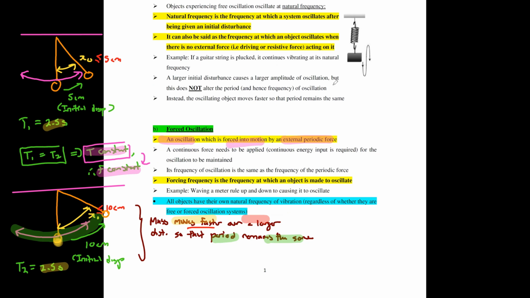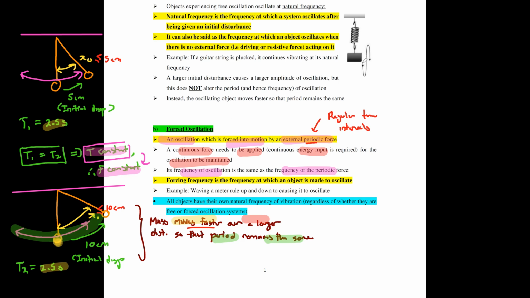So just now I mentioned the definition of periodic. This is at regular time intervals. You need to apply a force at regular time intervals, every second or every few seconds, in order to cause the oscillation to continue. So a continuous force needs to be applied, which also means that a continuous energy input is required for your oscillation to be maintained. And when your object is undergoing forced oscillation, the frequency of oscillation is the same as the frequency of your periodic force.